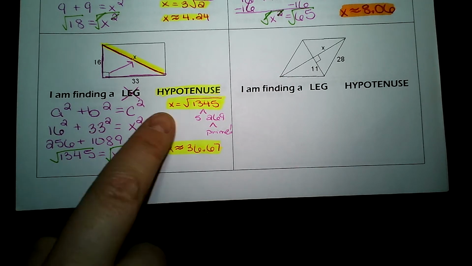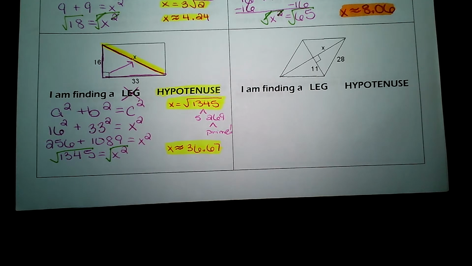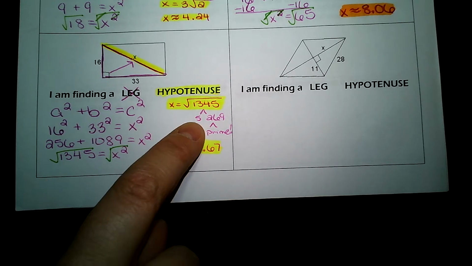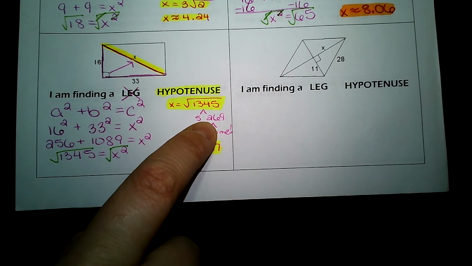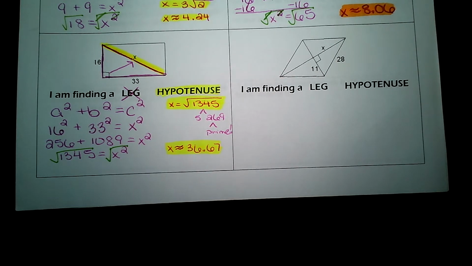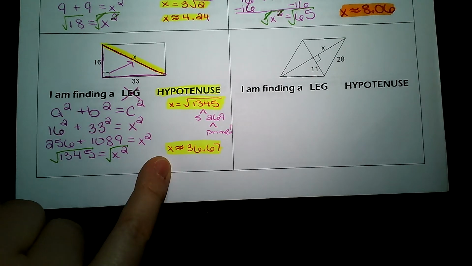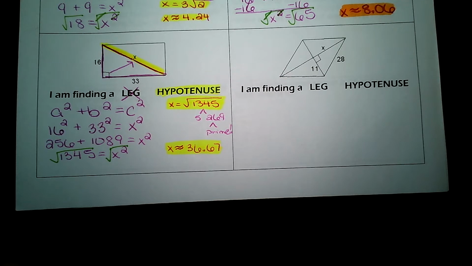I got that x is equal to the square root of 1,345, which seems crazy, but I tried to break 1,345 down. I divided by 5 and got 269, and I divided and divided and divided, and nothing divides into 269. It's a prime number. So there are no pairs to simplify this radical. So that is my final answer. My exact simplified radical is x is equal to the square root of 1,345. My approximate value, my rounded value, is 36.67.